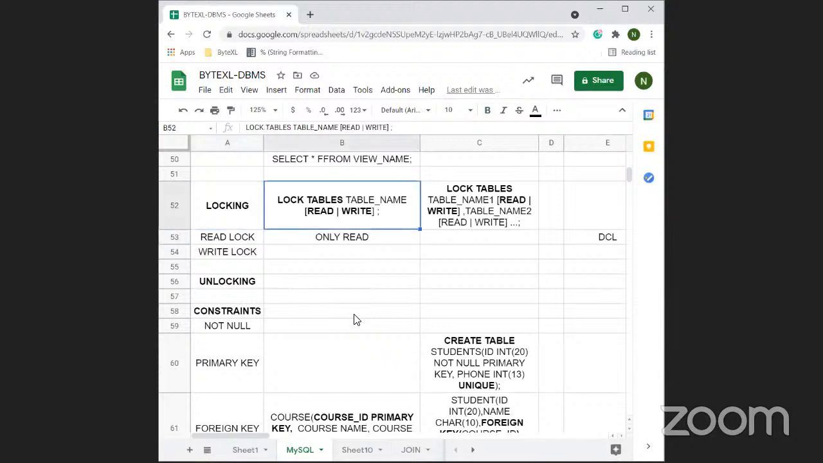Generally, we can lock the tables based on that. We can grant permission, we can revoke permission. Once we are locking the table, it cannot be accessed. If I am giving it read permission, any person can only read the data from the table, and so on.